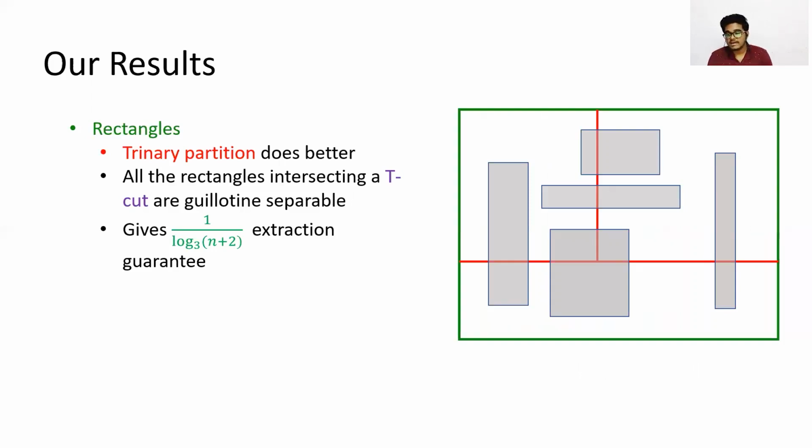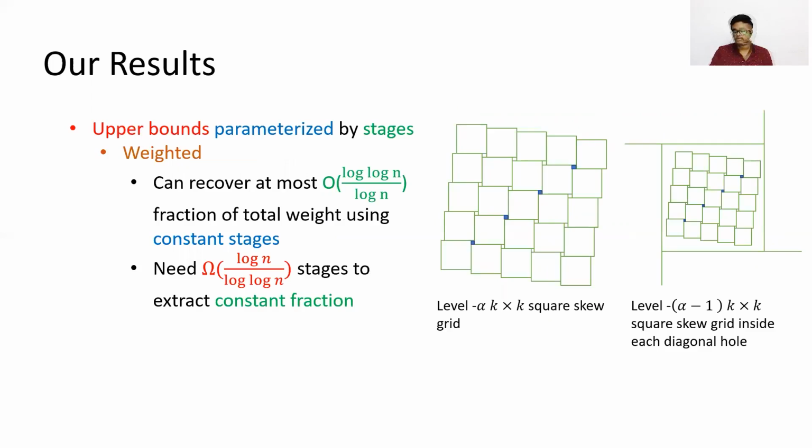You can see this T shape; all the rectangles intersecting the T shape are guillotine separable. That's the observation. So we can cover all the rectangles with (log n + 2) to the base 3 classes of levels of T. This is a T of level 1, and in each of the subpieces we can have smaller T's of level 2. So we can capture all the rectangles using that many T's. So yeah, upper bounds parameterized by stages.